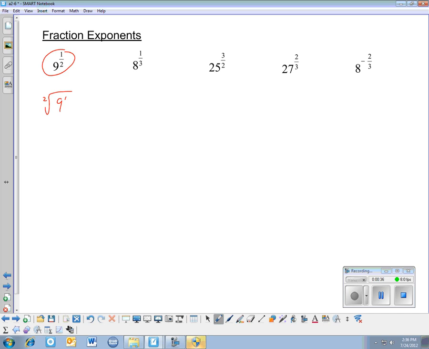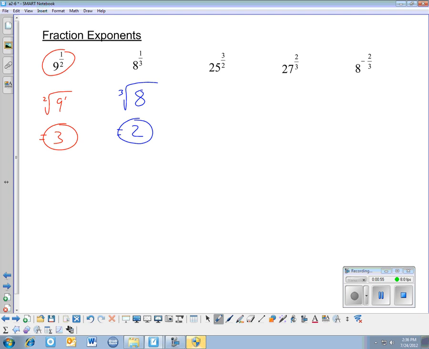But anyways, you can reduce this. The square root of 9 is 3. So an exponent of 1/2 is really the same thing as square root. An exponent of 1/3 is the same thing as cube root. And we know we do need to write the 3 that time. And the cube root of 8 is 2.